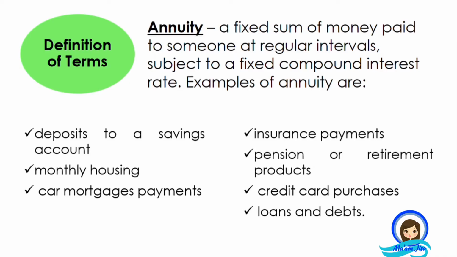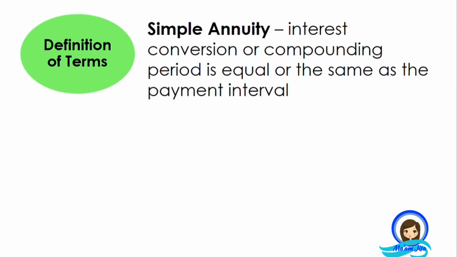Do you have someone you know who is paying monthly for his motorcycle, for instance? Each month, that person will pay a certain amount to that particular motorcycle company, right? That is an example of an annuity. There is a fixed sum of money to be paid to someone or the particular institution at regular intervals. There are actually two types of annuity according to payment interval and interest period.